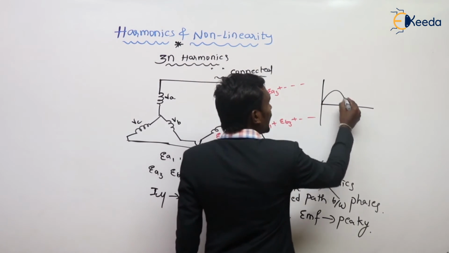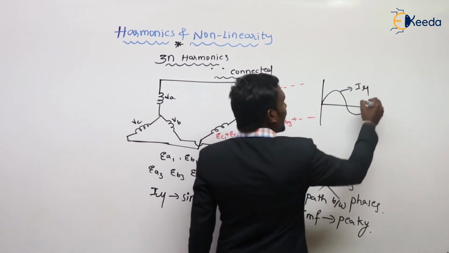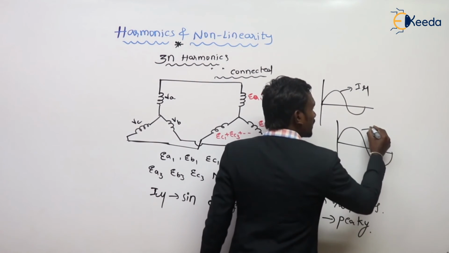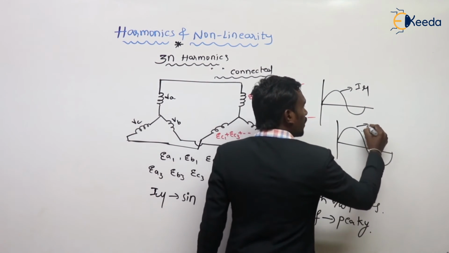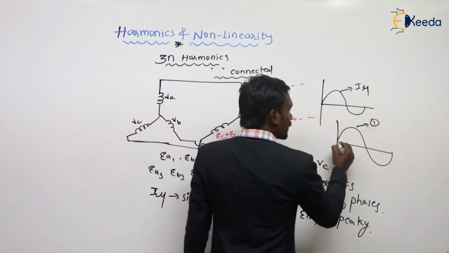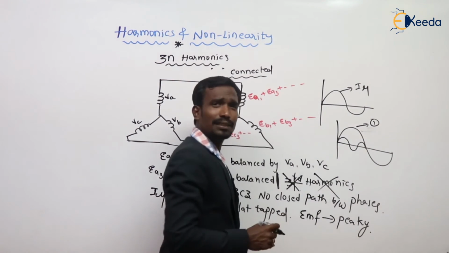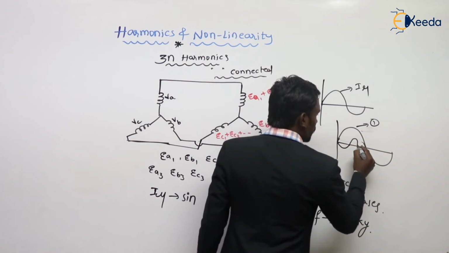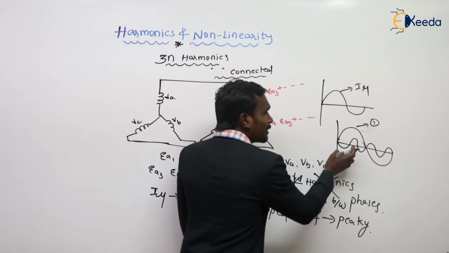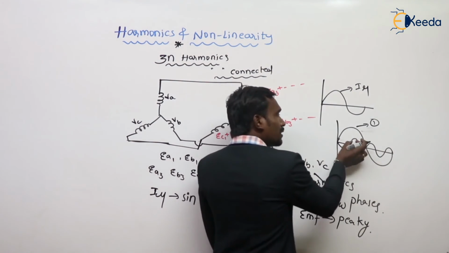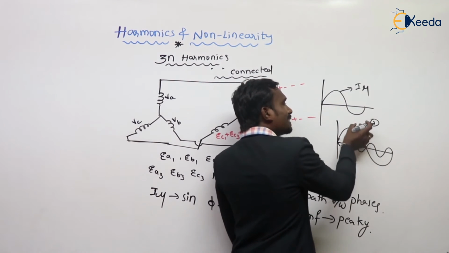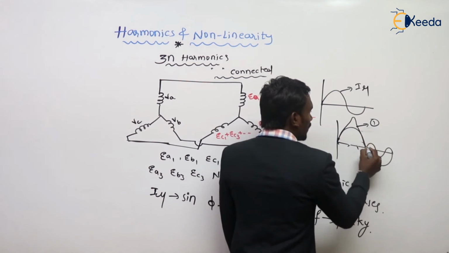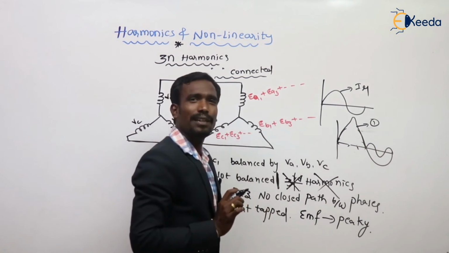We have only sinusoidal I mu. This is I mu, actually, for the fundamental. If it produces third harmonics like this, then it is added here. If this is added here, how is the waveform? The waveform is like this. This is called a peaky wave.